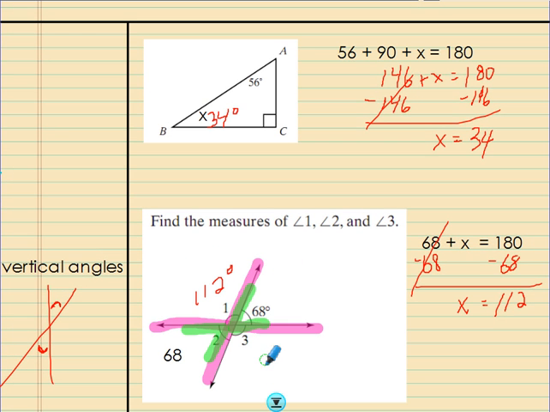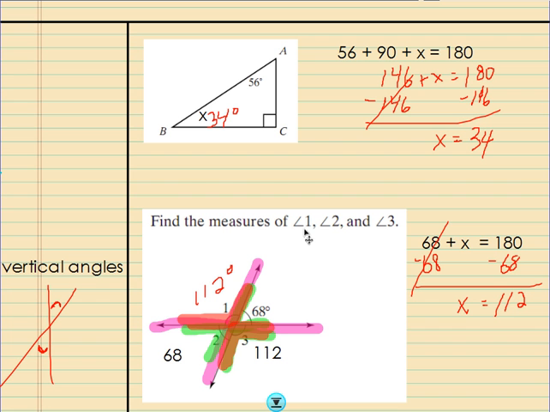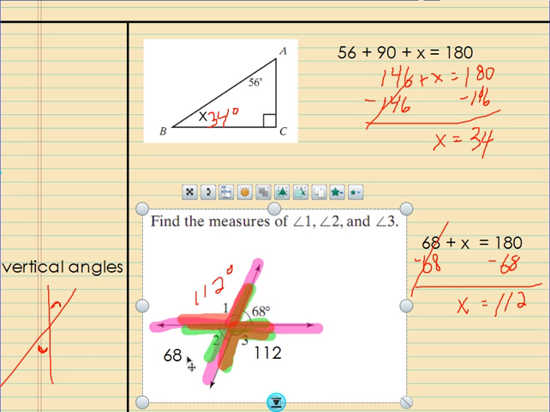We also notice that angle 3, let me change color. Angle 3, this part, is also a vertical angle when you're comparing it with angle 1. These two would be vertical angles, so they have the same measure as well. So if the measure of angle 1 is 112 degrees, the measure of angle 3 would also be 112. So let's put that here. Simple. Angle 1 would be 112 degrees. Angle 2 would be 68 degrees. Angle 3 would be 112 degrees as well.